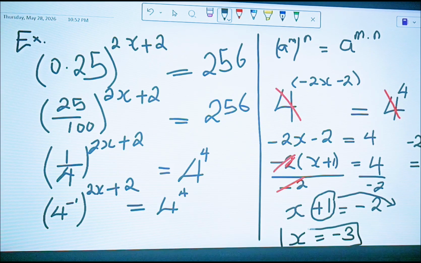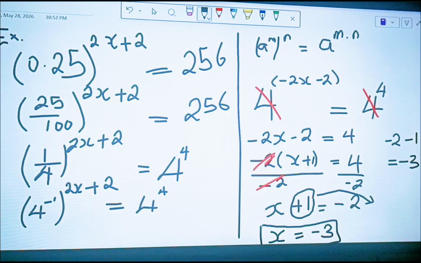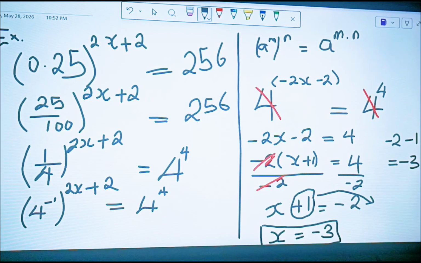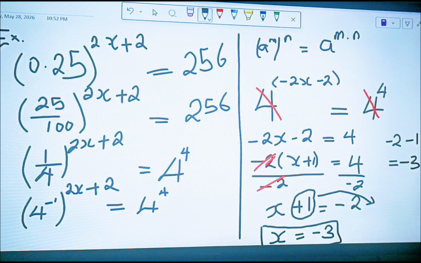Most of you got 3, but the majority of you answered positive 3 as your answer, and that was why you failed. So take a look at this, make the corrections, and get ready for today's class. I hope this was well explained.